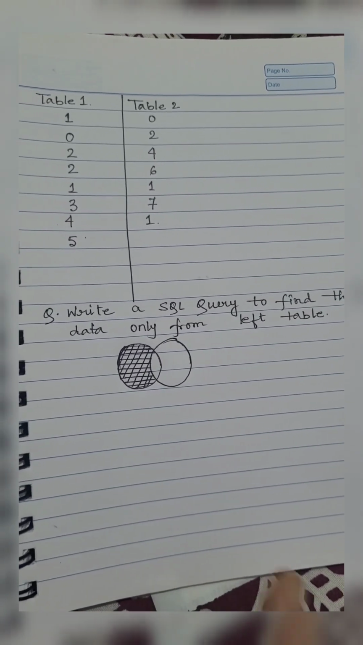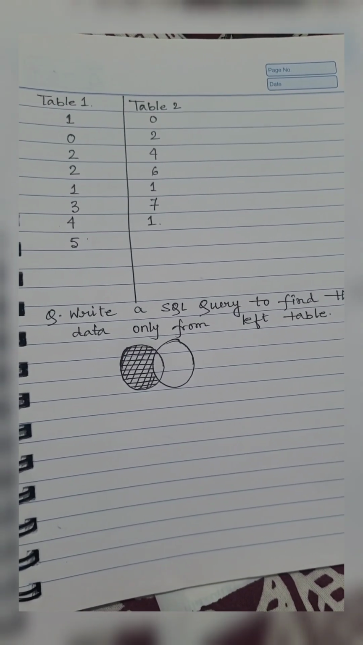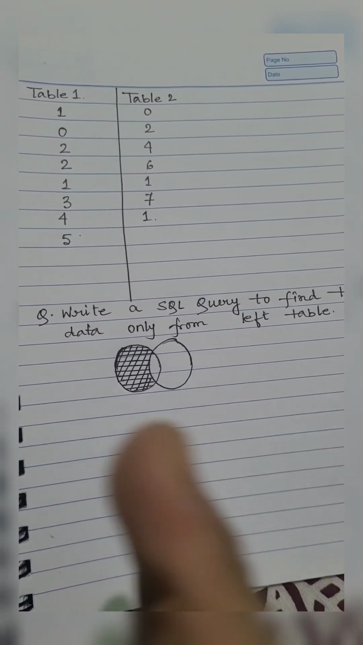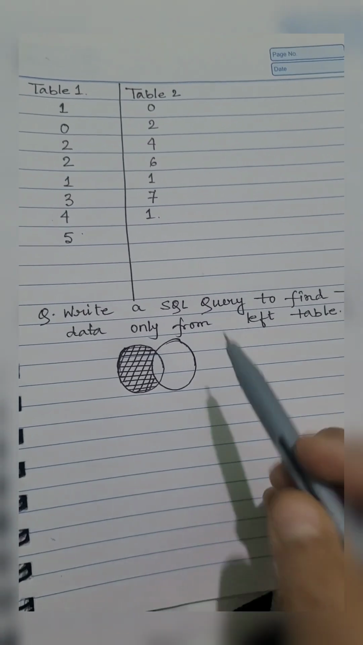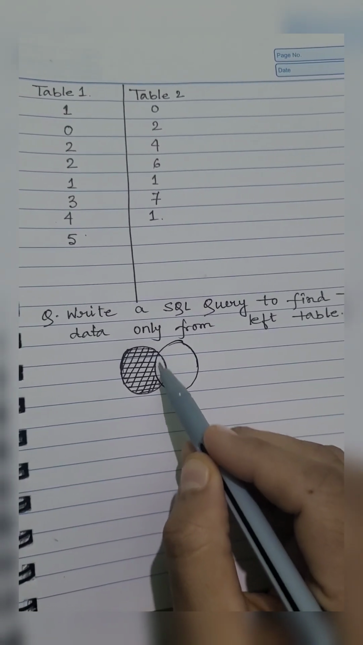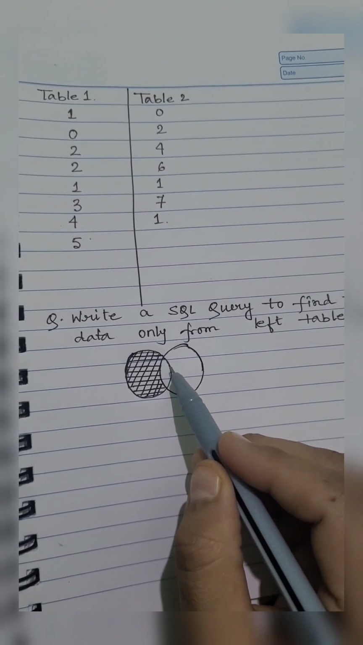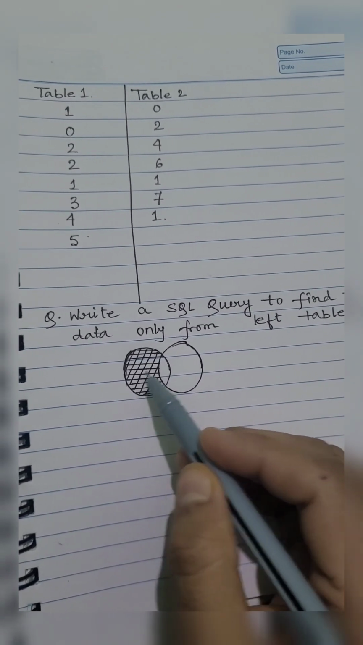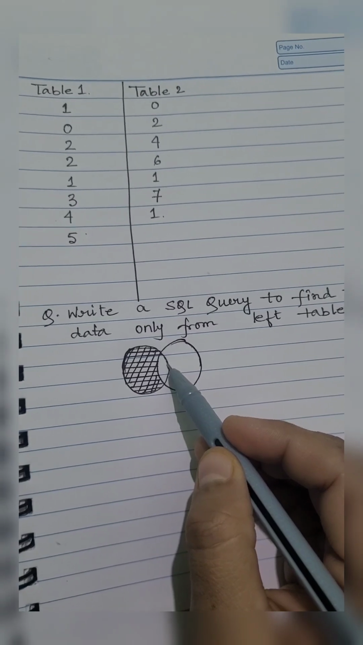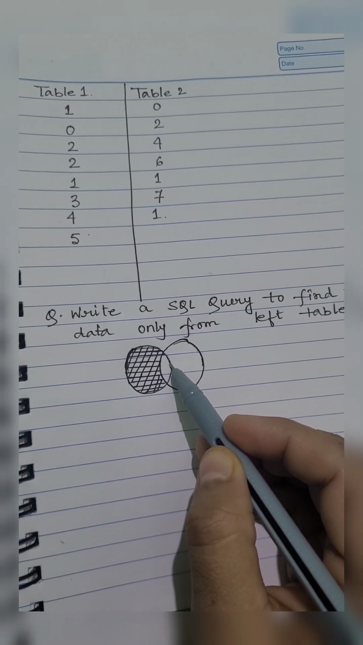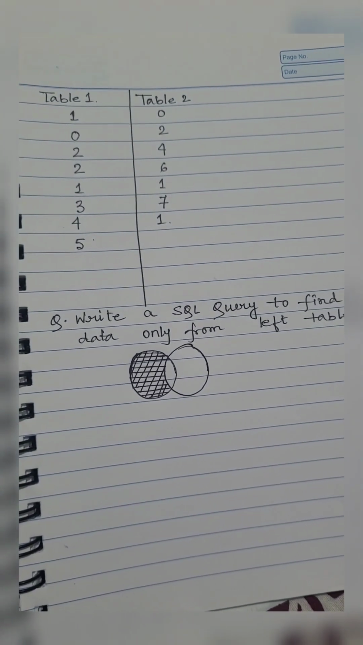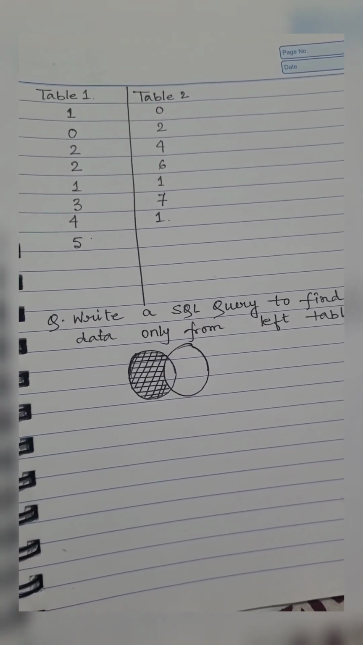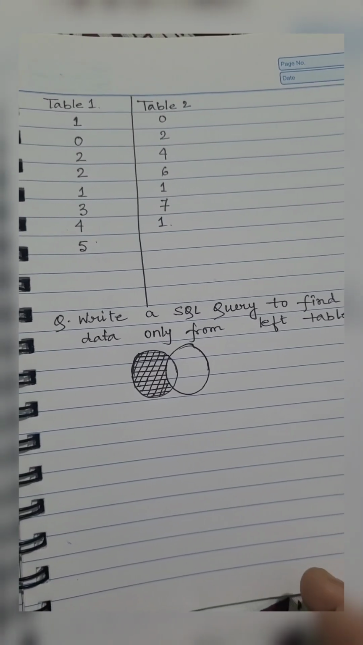Hello friends. Today I got a query from one of my friends: he wants to find the data from the left table only. Here you can see that I don't want this common zone data. I just want the data from the left table which is not even present in the common zone. So how can we write the query, and what will be the intermediary table created while executing the query to find the data only from the left table? This was the query I received from him.